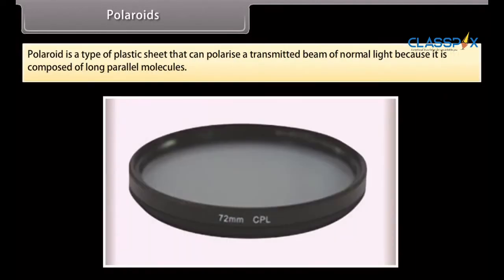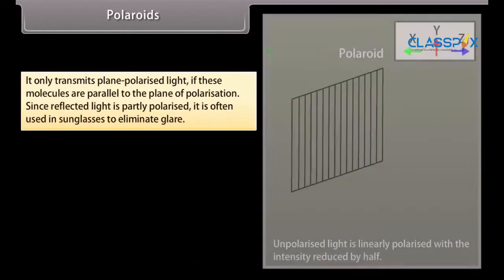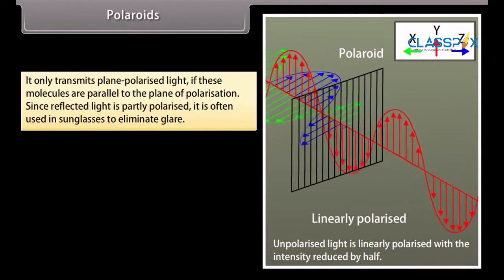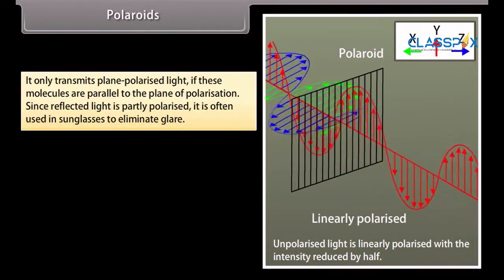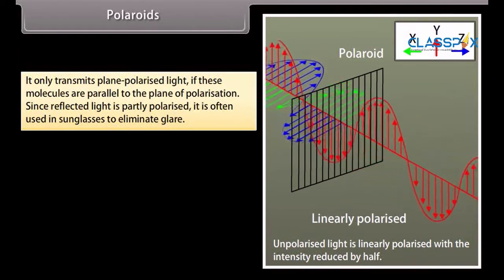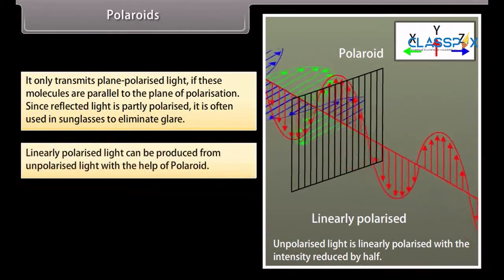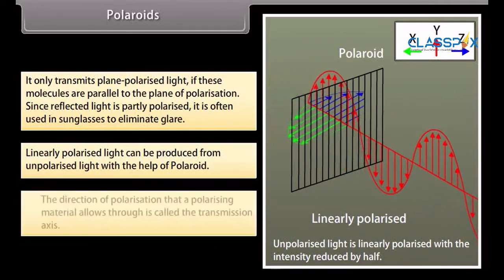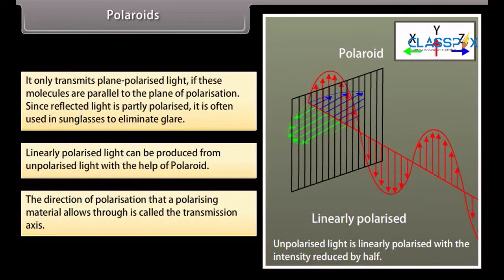Polaroids. Polaroid is a type of plastic sheet that can polarize a transmitted beam of normal light because it is composed of long parallel molecules. It only transmits plane polarized light if these molecules are parallel to the plane of polarization. Since reflected light is partly polarized, it is often used in sunglasses to eliminate glare. Linearly polarized light can be produced from unpolarized light with the help of Polaroid. The direction of polarization that a polarizing material allows through is called the transmission axis.